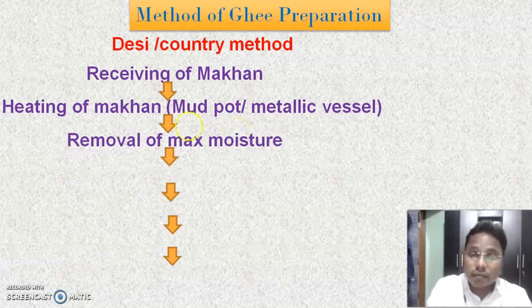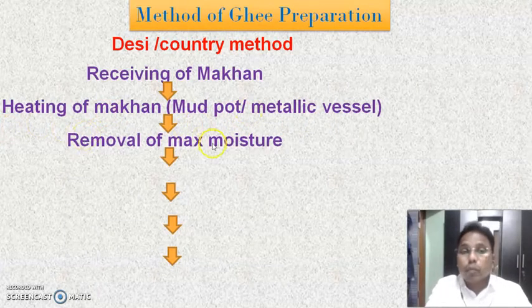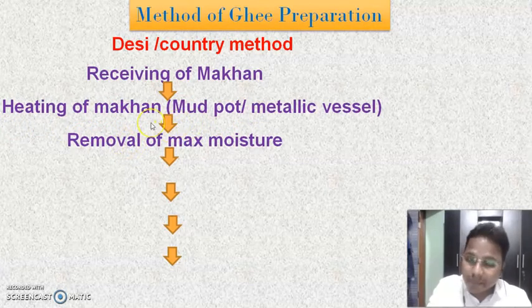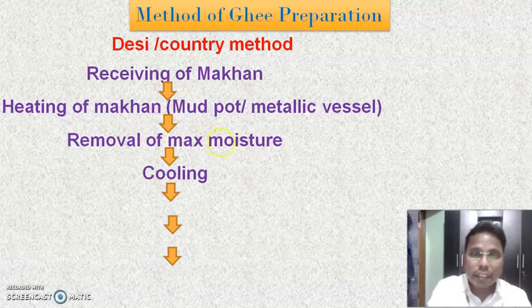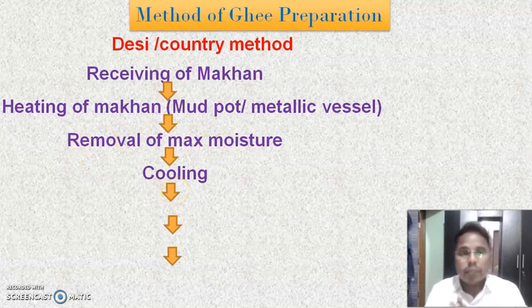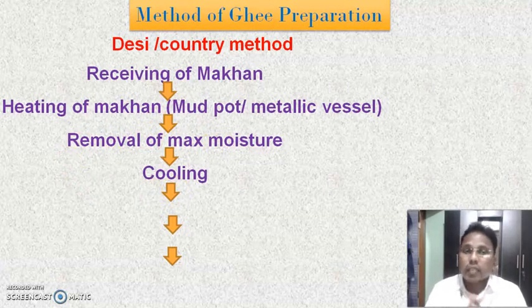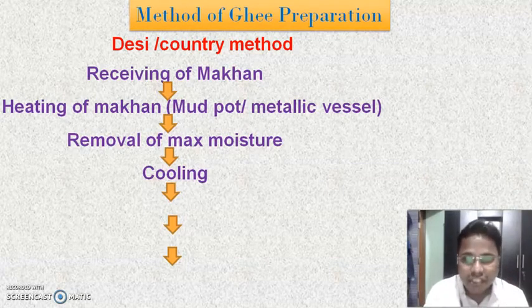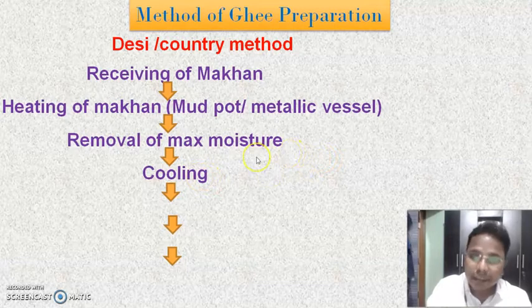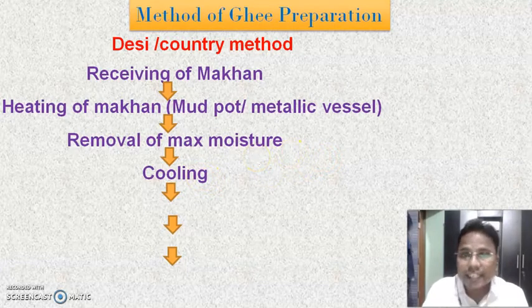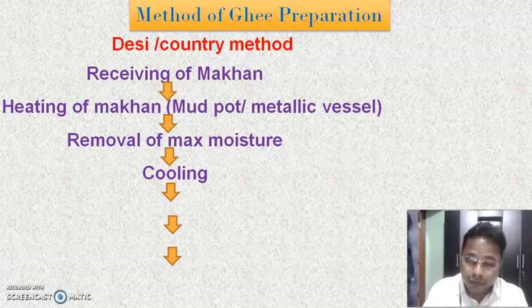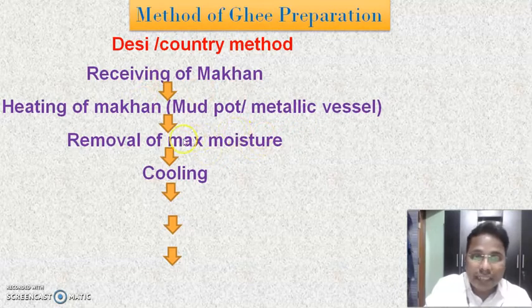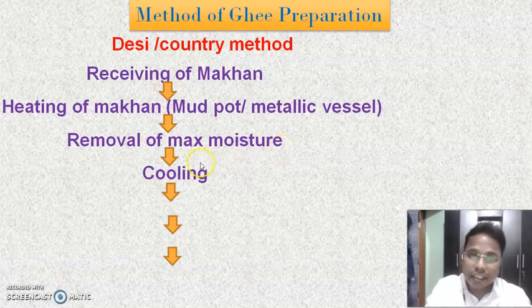The maximum moisture is removed from this makhan by continuous stirring and scraping. The final stage is judged by experience, whether the ghee is ready or not. When the maximum moisture is removed, the heating should be stopped and it is allowed to cool to room temperature.